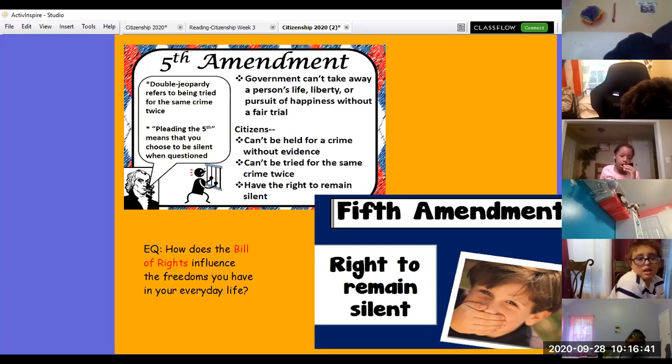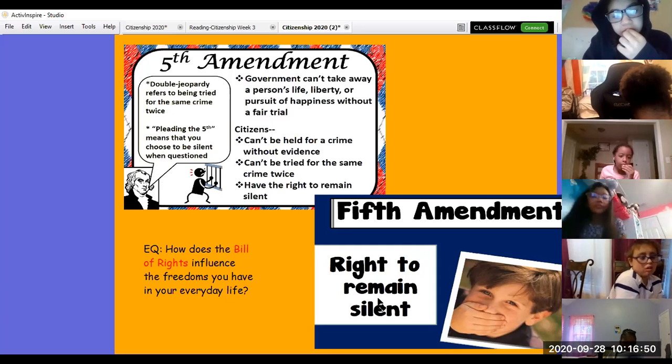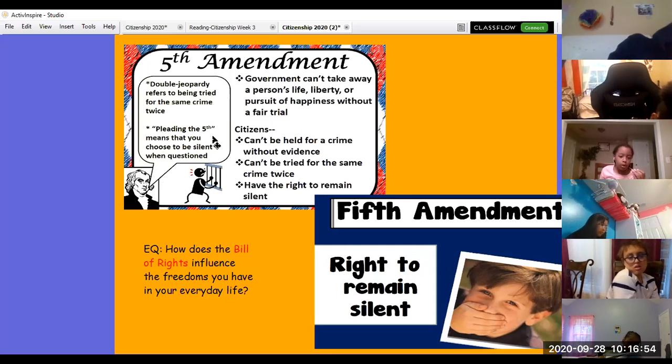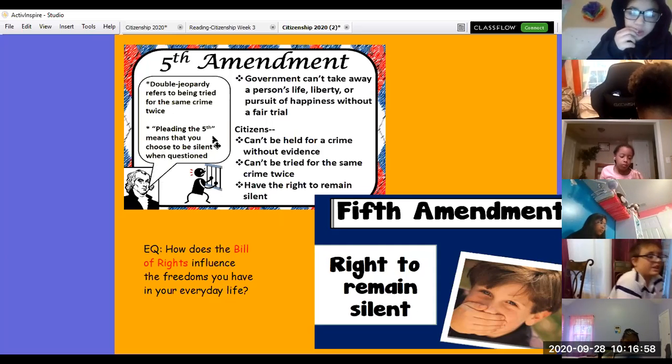Right here up at the top, this little speech bubble, if you've ever heard someone say, I'm pleading the fifth, that means that they're not going to speak. If someone asks you a question and you say, I plead the fifth, that means that you care not to answer the question. You do not want to answer the question.